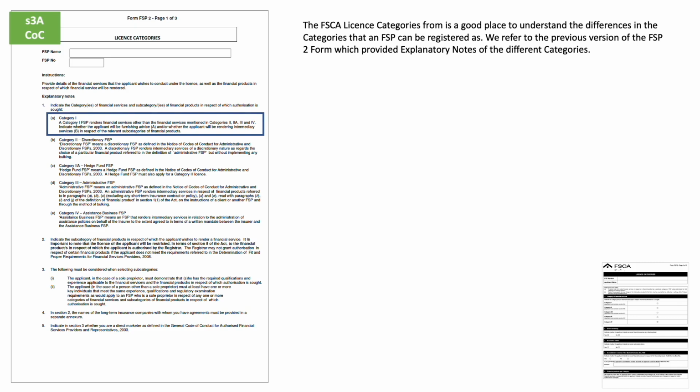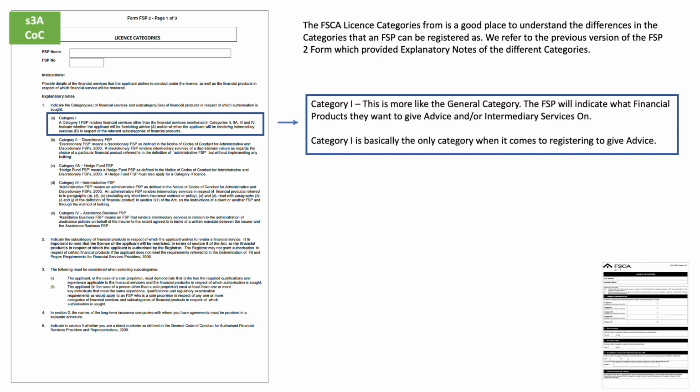First, we look at Category 1. This is more like the general category. The applicant FSP will indicate what financial products and financial services it wants to render and wants authorization on in terms of giving advice and/or rendering intermediary services. Simply put, Category 1 is basically the only category in which giving advice and/or rendering intermediary services is applied for and granted authorization.